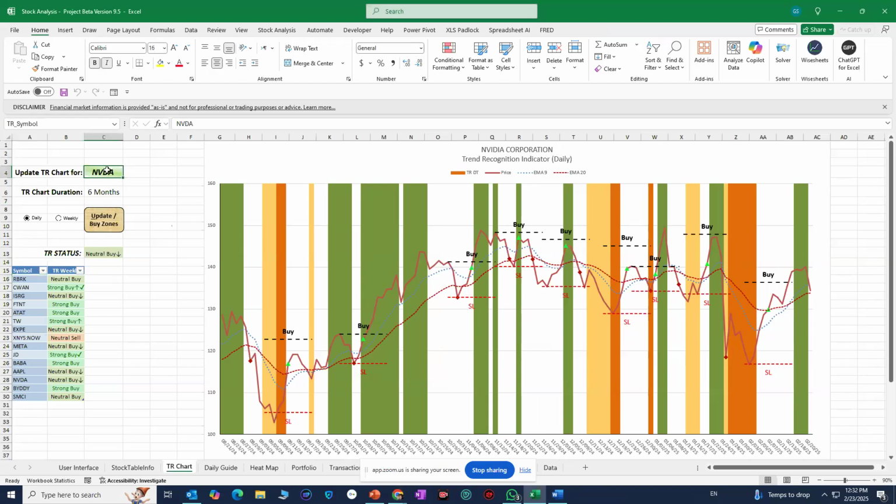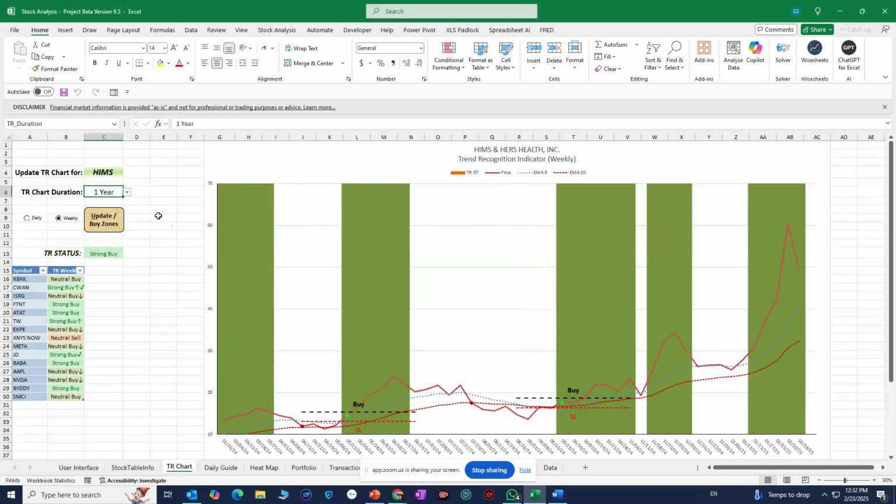Let's see. Someone is asking about HIMS. Let's see if we get HIMS here. Okay, this is the HIMS chart.